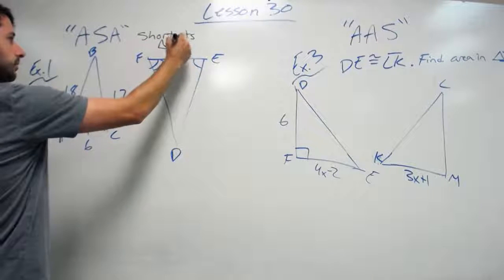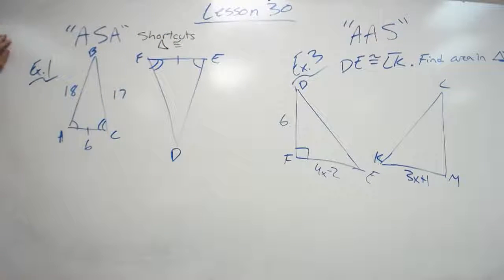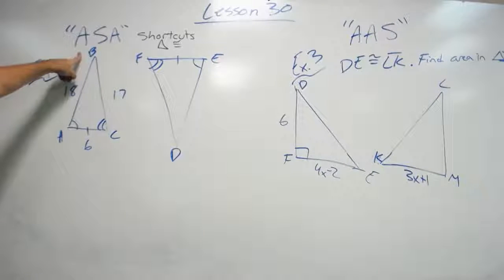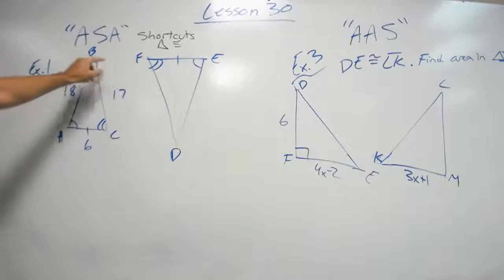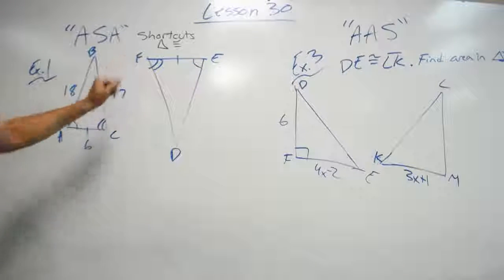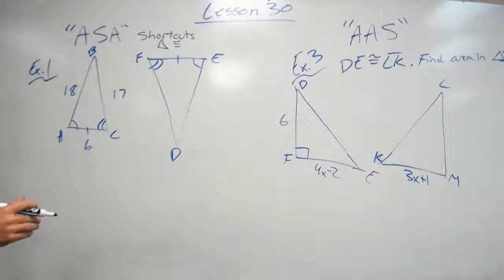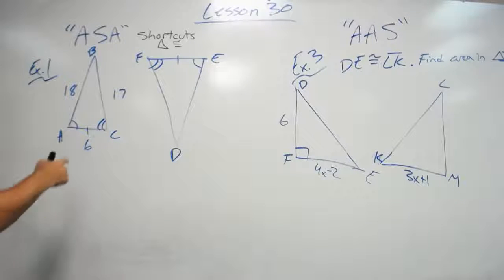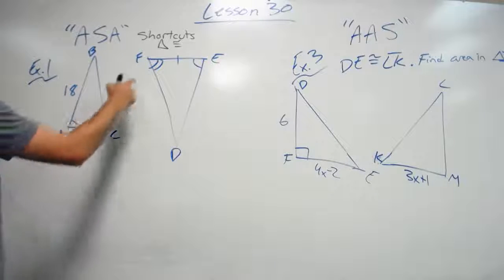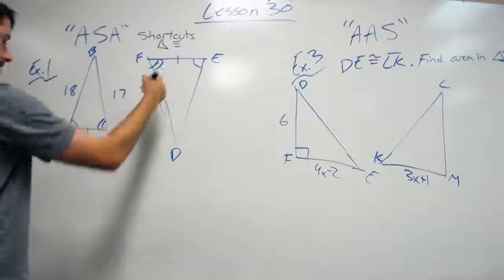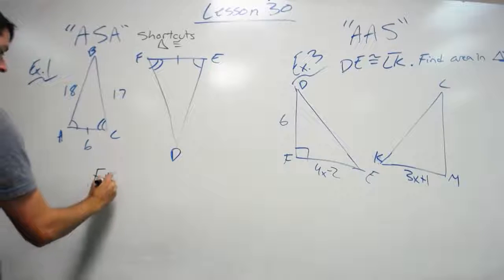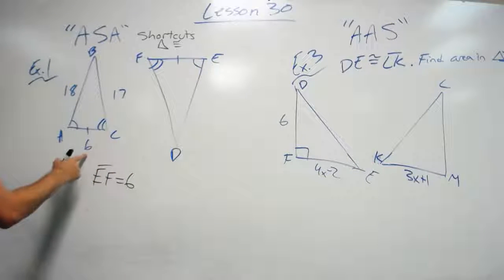And once we know the triangles are congruent by these theorems, we can use CPCTC and know that corresponding parts of congruent triangles are congruent. So in example 1, it says, use ASA congruence to determine the measures of sides D, E, and F. Well, if we look at this, this one has the tick mark that corresponds to this. So therefore side EF equals 6 because of the tick marks.